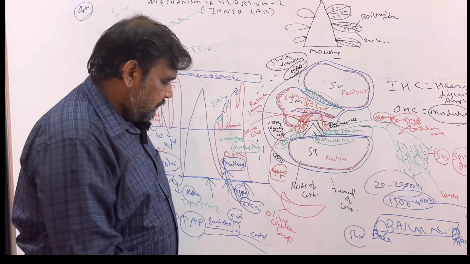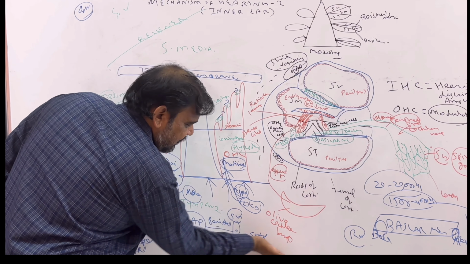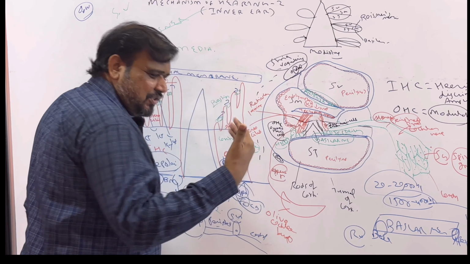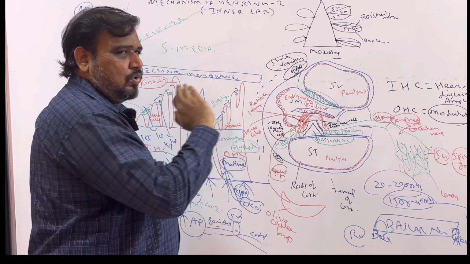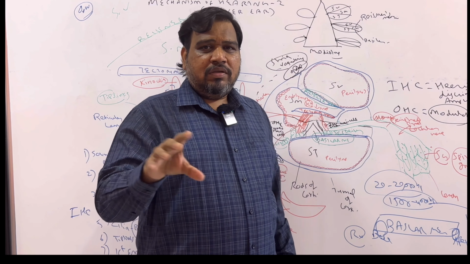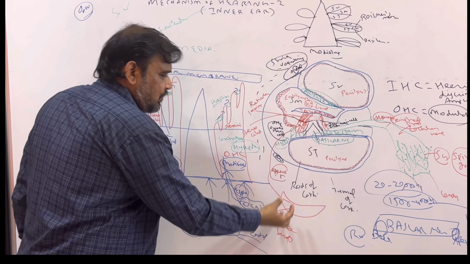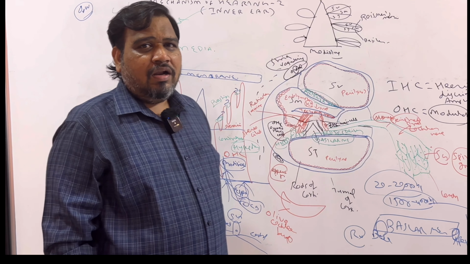In the upcoming video, I will continue from this central process of the spiral ganglion. So you know up to the central process of the spiral ganglion. The next video will be a little bit easy. I am just going to tell about the auditory pathway. What happens from the central process, with the mnemonic, how it goes and enters the auditory cortex.